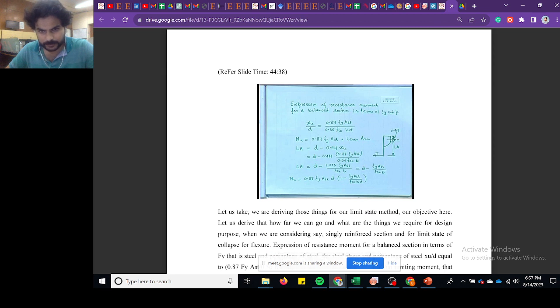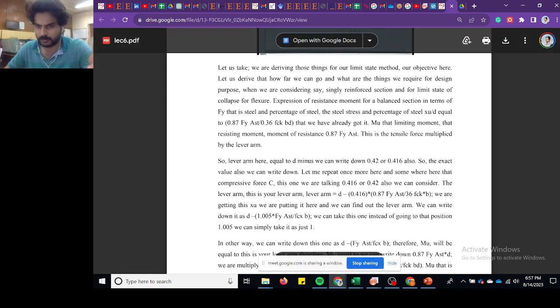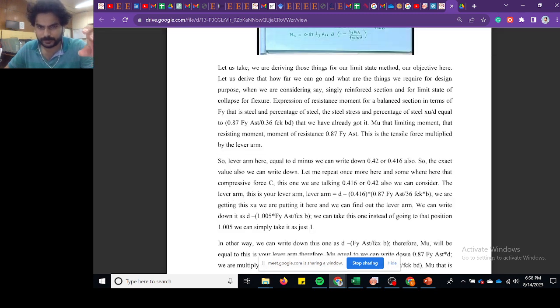Sir, this formula, d minus 0.416 xu, right? Yes, sir. From this we can take the Ast. Yeah, that's given for M30 and M25. So yes, you can use it. Whatever the example that is given, you can use. Okay, sir. For that also there is some clause, so by that clause you can use it.